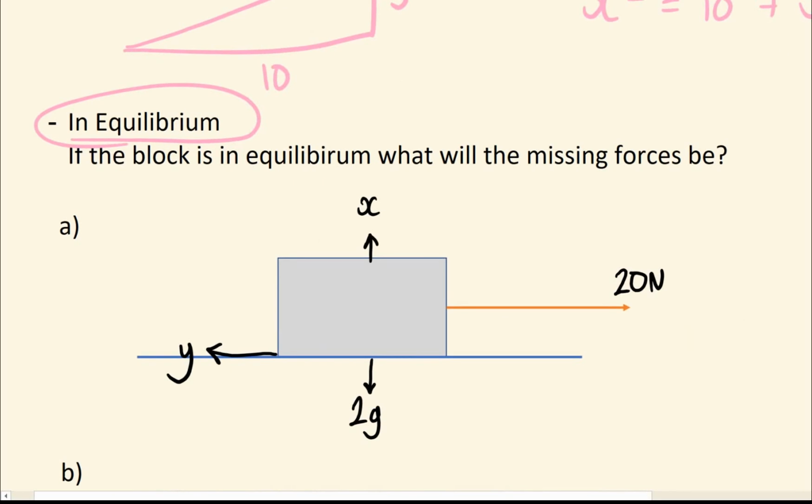This is quite easy. If I have 20 units to the right, you must also have 20 units to the left. And if you have a force of 2g acting down on it, there must also be a resultant force of 2g acting up on it.